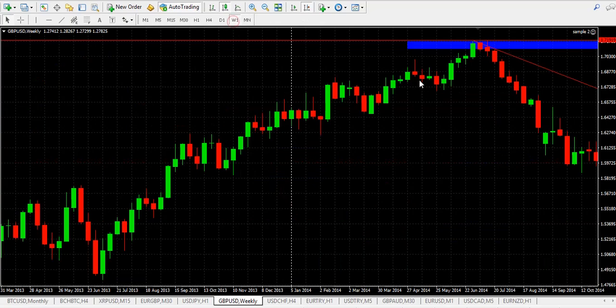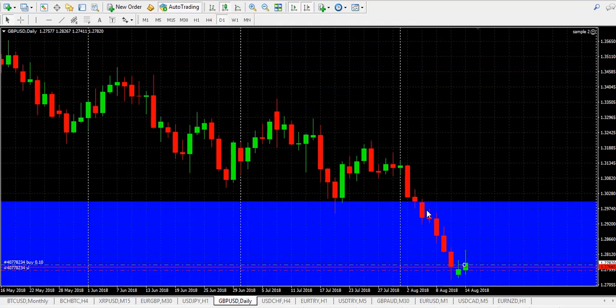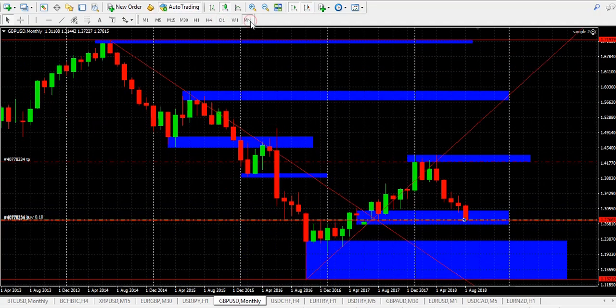Even on this particular sale right here, we could have taken advantage of. We've been selling a lot. We've been selling and buying the whole way down. Every day we're either buying or selling differently based on what we see here. But overall, long term, if you want to go long term, all you have to do is stick with the monthly.